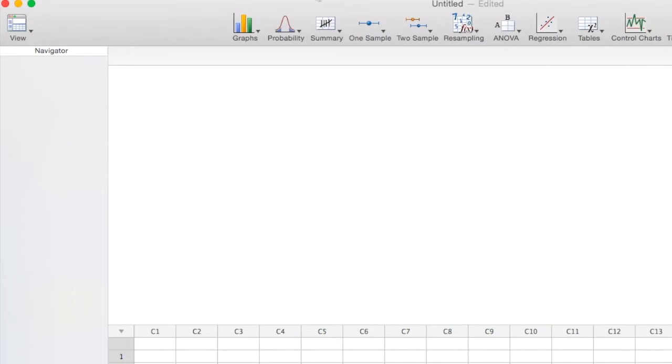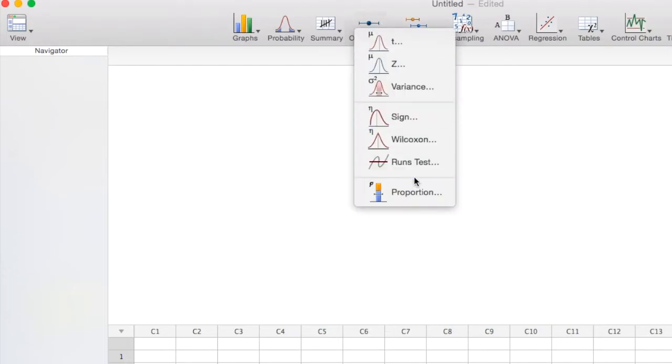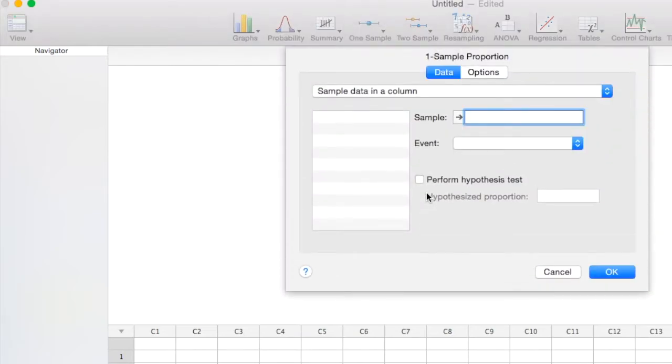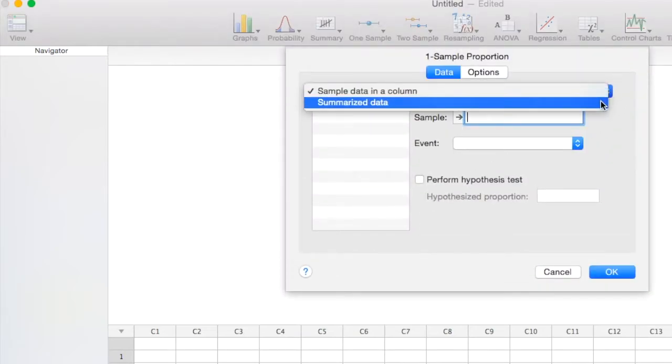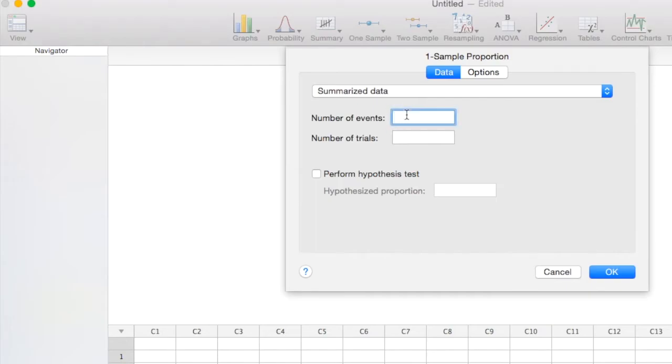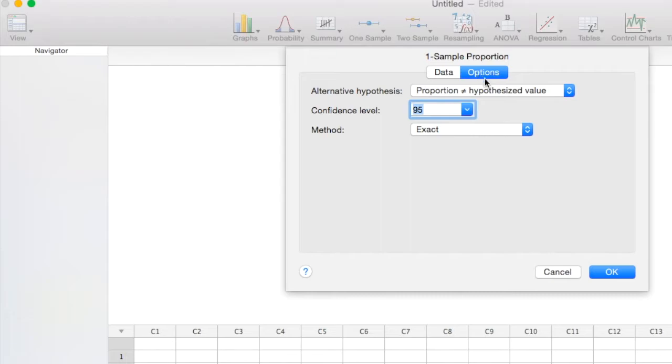In Minitab Express, we're going to conduct a one sample proportion confidence interval using summarized data. In our sample, there were 54 females out of 100. We are not going to perform a hypothesis test at this point. You'll learn about hypothesis tests in the next two lessons. The default is a two-tailed confidence interval, which is the only type of confidence interval you'll see in this class, at the 95% confidence level.